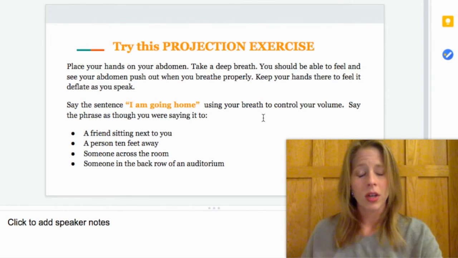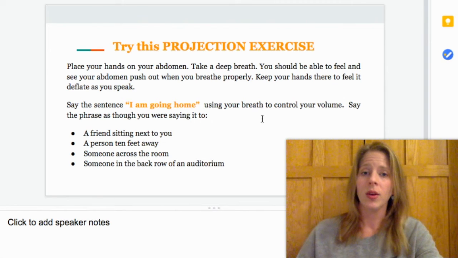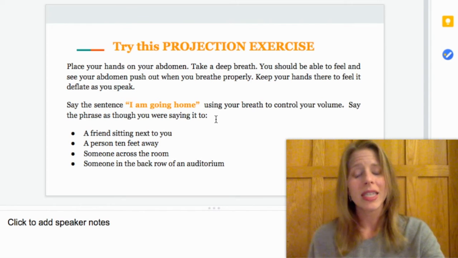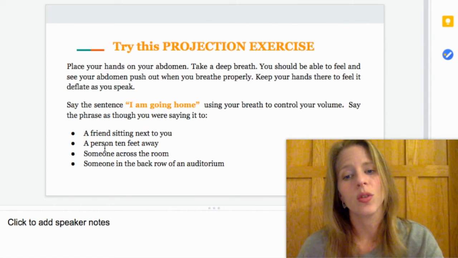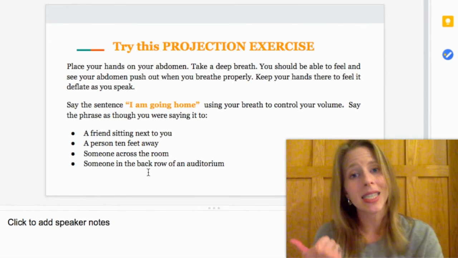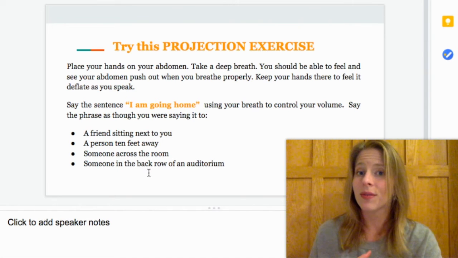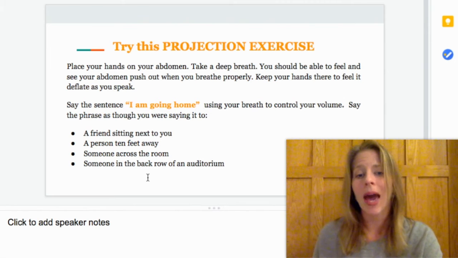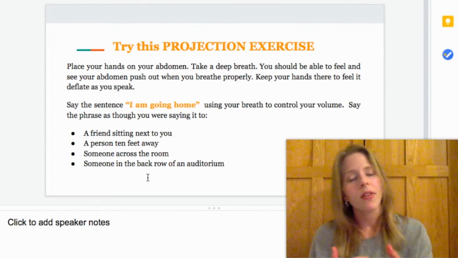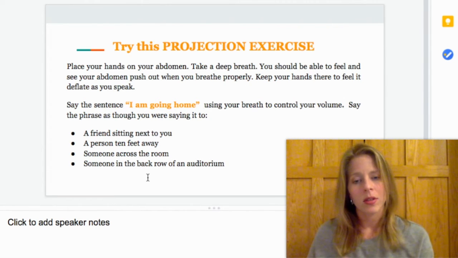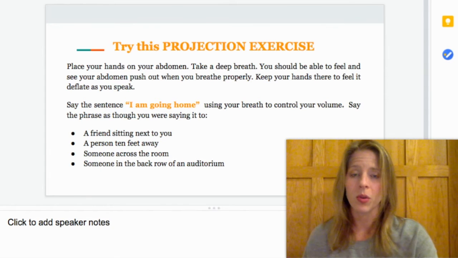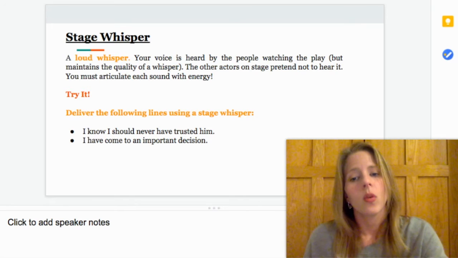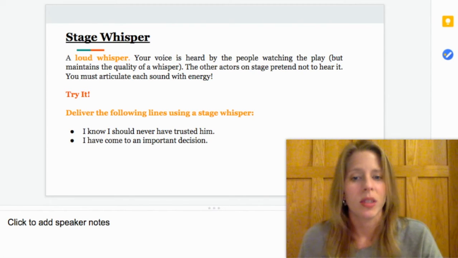Okay, but you're going to use your breath control, okay, so that you are speaking loud and clear and full, okay, and you're going to say that phrase as though you are saying it to the following people, okay, so a friend sitting next to you, a person 10 feet away, someone across the room, and then someone in the back row of an auditorium. So you want to think, how would that be different? Okay, so again, you're going to do that on the Flipgrid, and then you're going to press pause, and so then we're going to talk about stage whispers, okay?